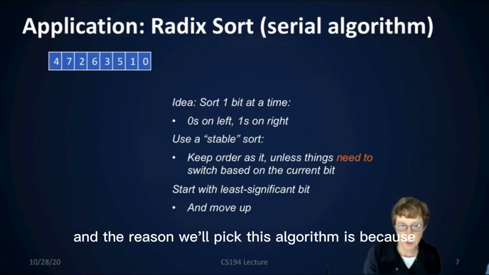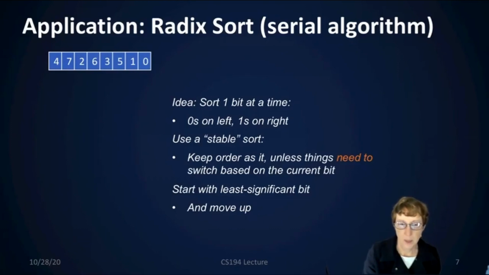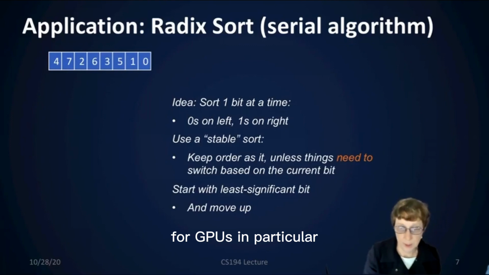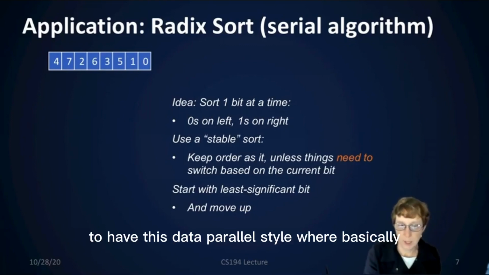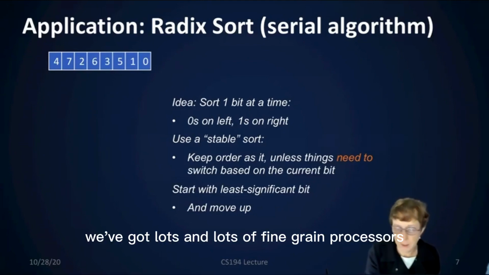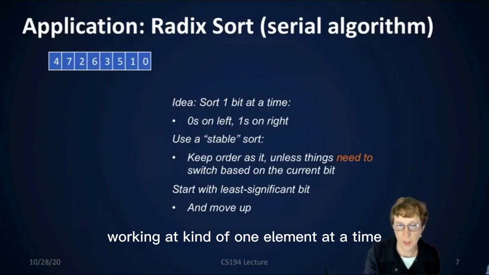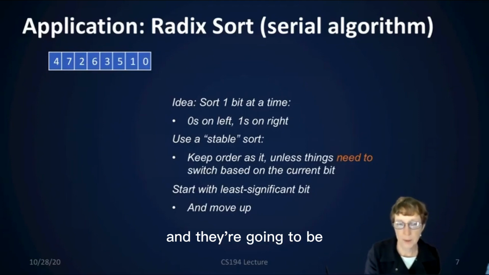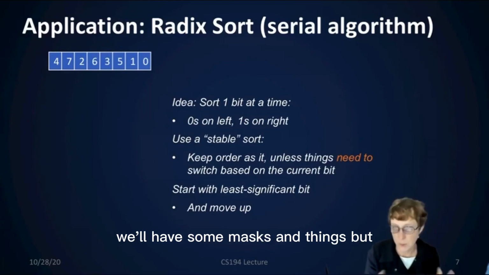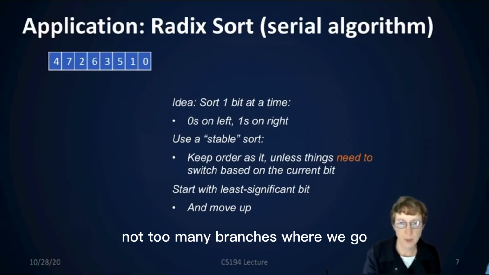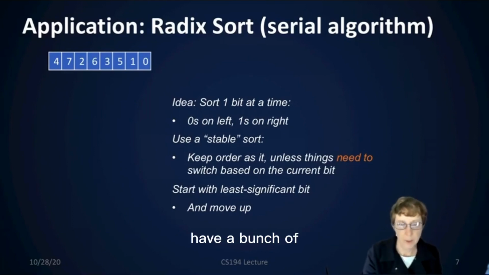And the reason we'll pick this algorithm, for GPUs in particular, is because we want this data parallel style, where we've got lots and lots of fine-grained processors, all of them working on one element at a time, and we don't have any branches in the code. We'll have some masks and things, but not too many branches.